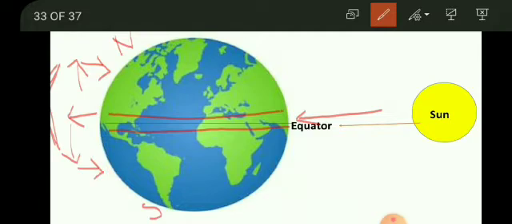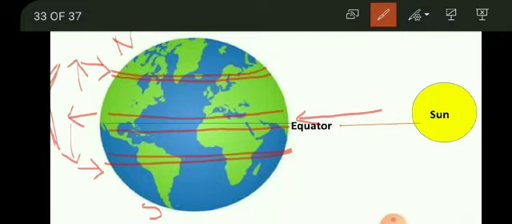So around 30 degree north and 30 degree south, air is sinking. And now here the air is cool, hence it forms the high pressure belt. So we can see the high pressure belt. It is called the subtropical high pressure belt, or also called the mid latitudinal high pressure belt.